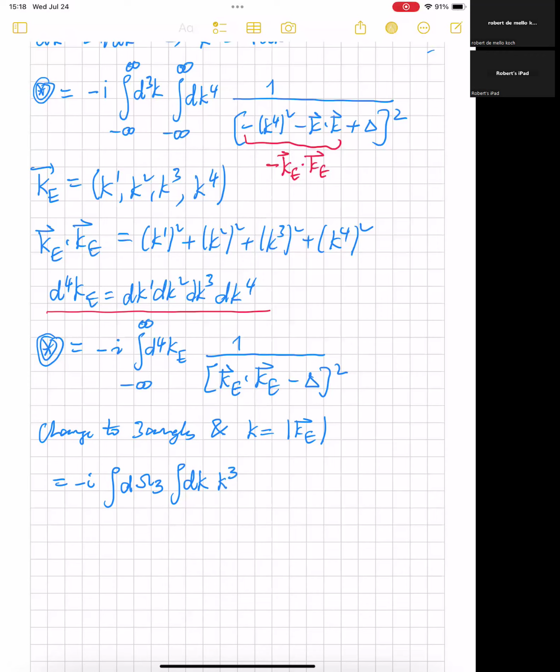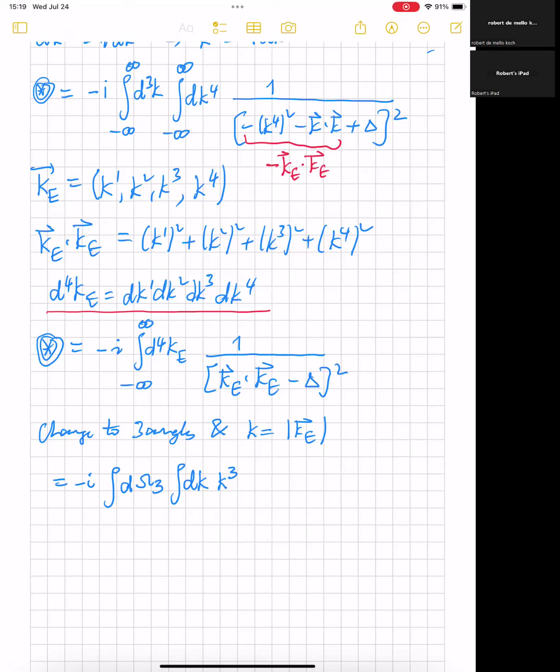This is just like in 2 dimensions, dx dy is r dr d theta. That r dr is length squared, the d theta is dimensionless. And it's just like in 3 dimensions where dx dy dz becomes r squared dr sine theta d theta d phi. Sine theta d theta d phi is dimensionless, but r squared dr is length cubed. dk times k cubed is momentum to the power of 4.